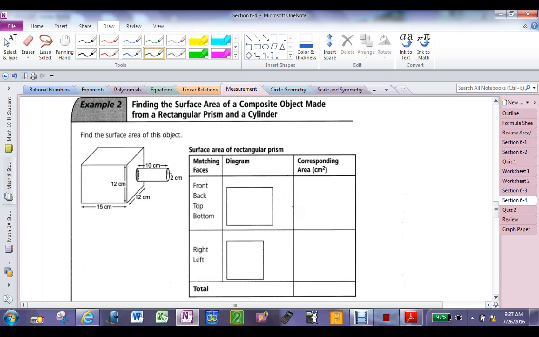I've already filled in this chart many times. If we were going to fill in this chart, I'm not going to do the math. I'm just going to do this. 15 by 12, and there's 4 of them, right? So it's 4 by 15 by 12. And then the right and left are going to be what? 12 by 12. And there's 2 of them. 2 times 12 times 12. Does everybody understand where I got those numbers?